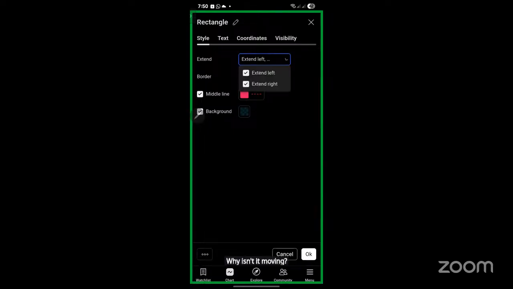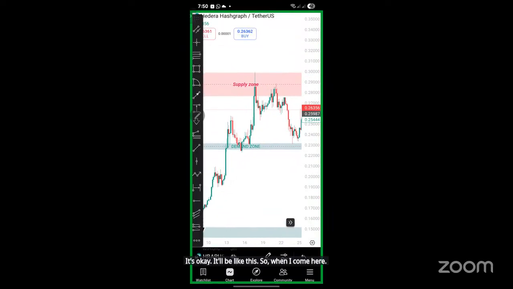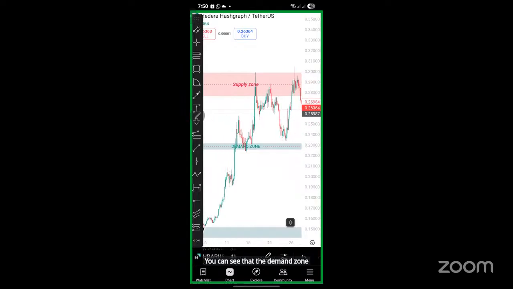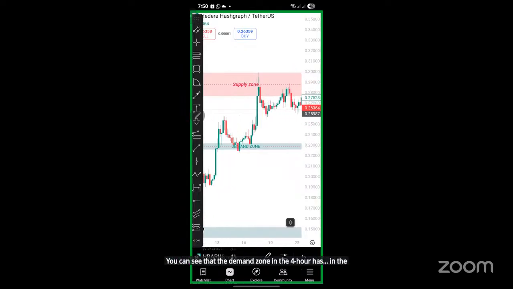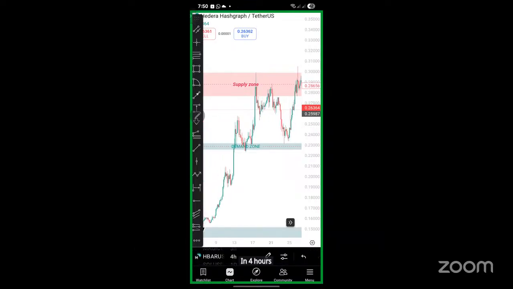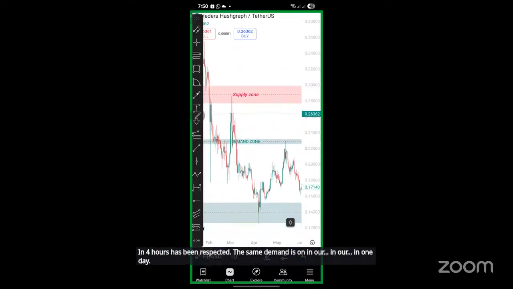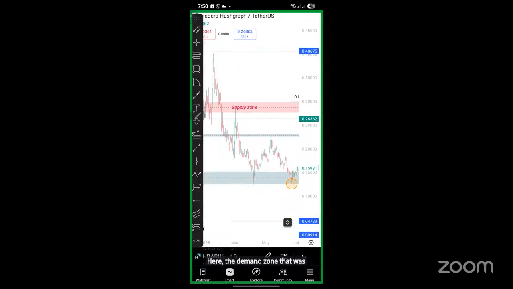I extended it right and left. It's okay, it'll be like this. So when I come here, you can see that the demand zone in the 4 hour and in the 1 day has been respected, even in 1 hour. In 4 hours, it has been respected. The same demand zone in 1 day, the demand zone that was drawn here, is being respected.